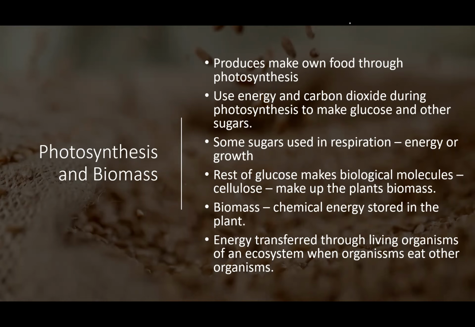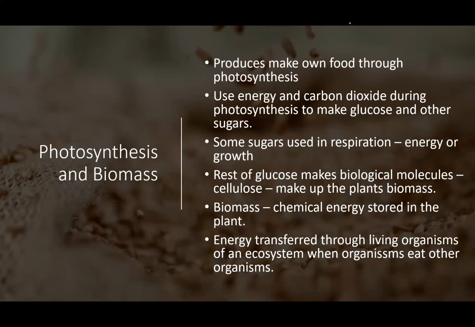The rest of that glucose, so we always say, oh, well, plants go through photosynthesis to make energy for respiration. And they do, but not all of that energy needs to be used for respiration straight away. So what they do with the rest of that glucose is they use it to make other biological molecules, because glucose isn't really a good way of chemically storing energy inside the plant's body. So instead, the glucose is used to make other biological molecules, such as cellulose, which is a really important component of plant cell walls. And these biological molecules make up the plant's biomass.